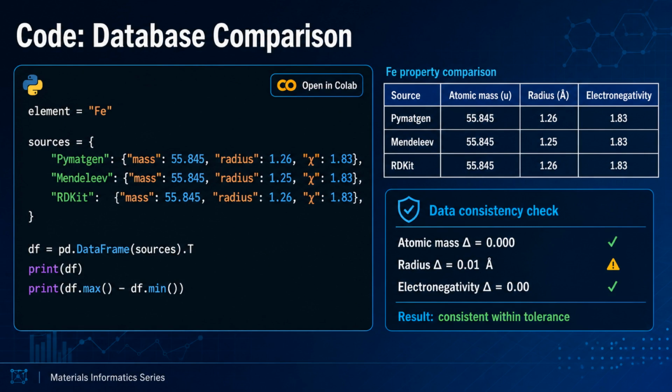This code compares iron properties across all 3 databases. We retrieve atomic mass, atomic radius, and electronegativity from Mendeleev, PyMatchen, and Mapminer. The output table shows slight variations between sources. Most values agree closely, but differences can occur due to measurement methods or DFT approximations. Always be aware of your data source.